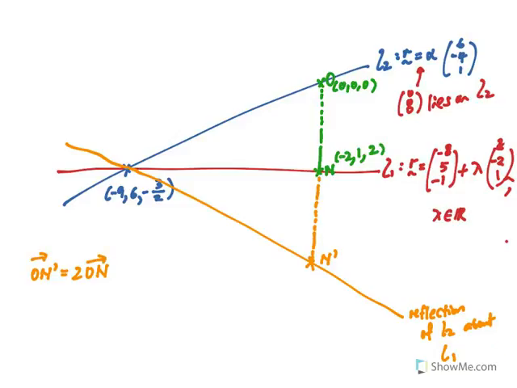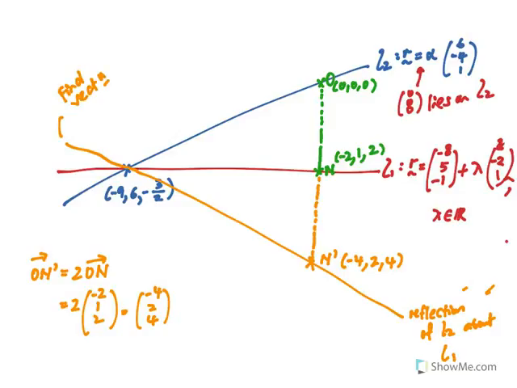And what will ON prime be? It's just 2 times (-2, 1, 2), and you see that I have (-4, 2, 4). So this coordinate over here will be (-4, 2, 4). So why am I doing this? Because now we are supposed to find the equation of this line, this yellow line. We need to find the vector equation of this line.